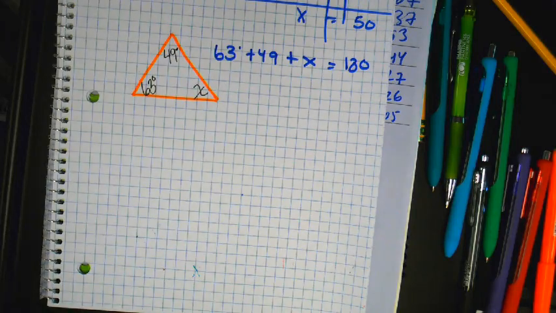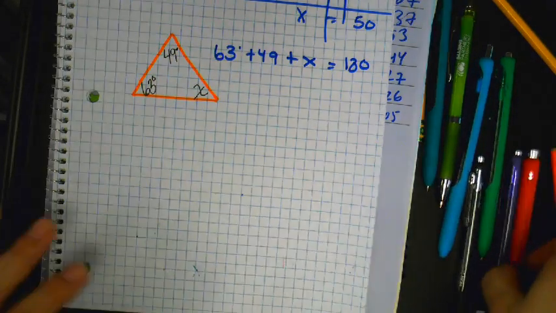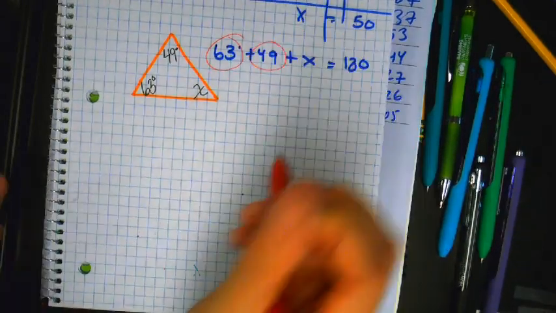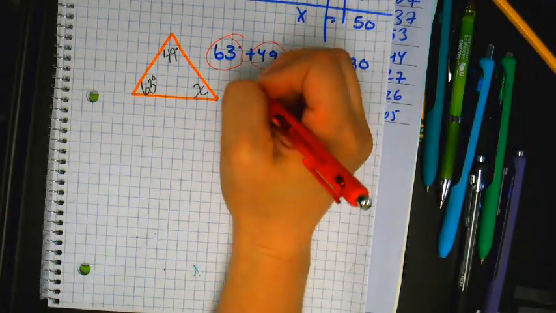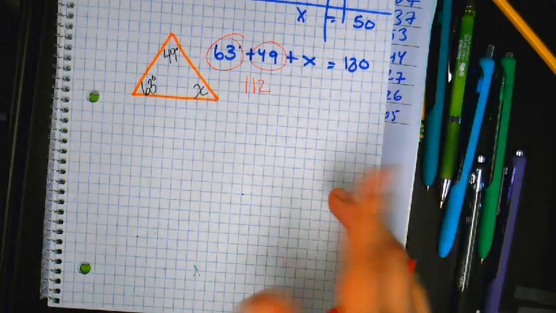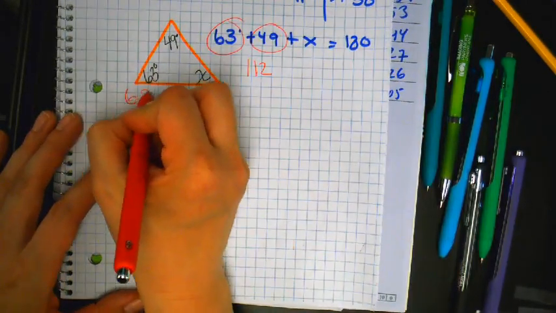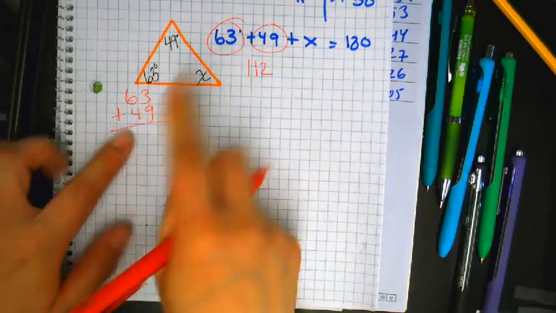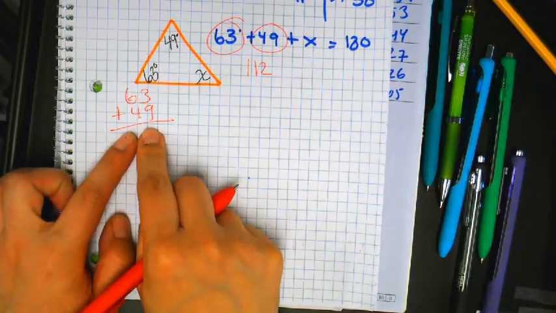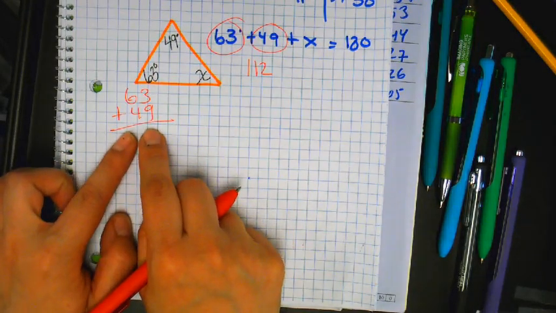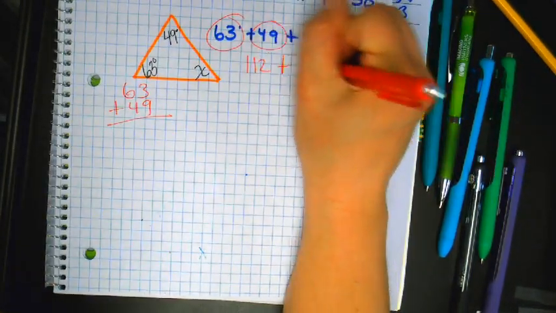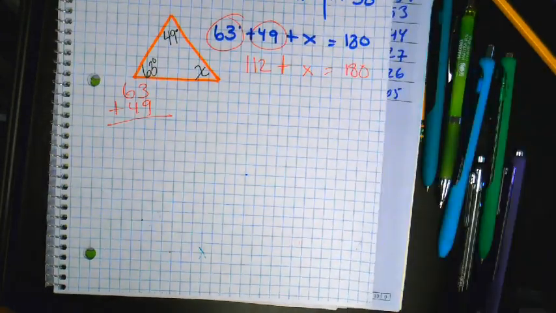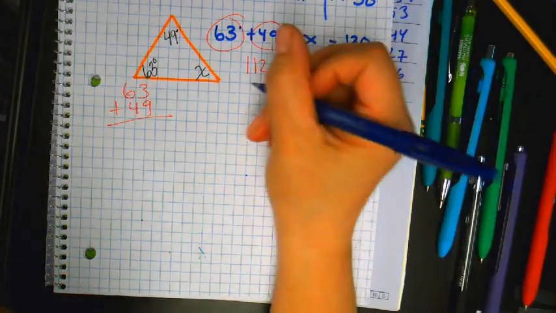All right, what do I do first? I add the 63 and 49. What's 63 plus 49? 112. Now, of course, if you need to go on the side over here and do 63 plus 49, you do you, you know? I'm asking for your answers, and I'm just writing it down. But if you need to go over here, cool. 112 plus x equals 180. Now what? 68.